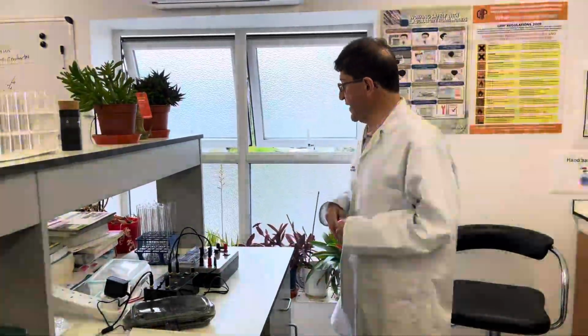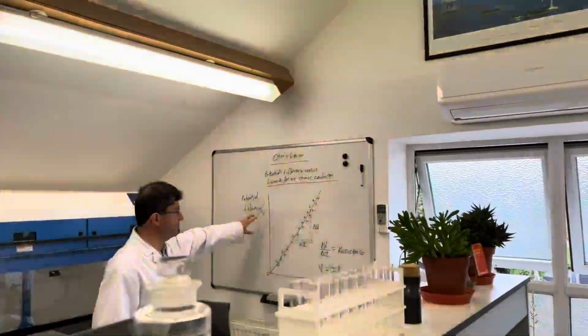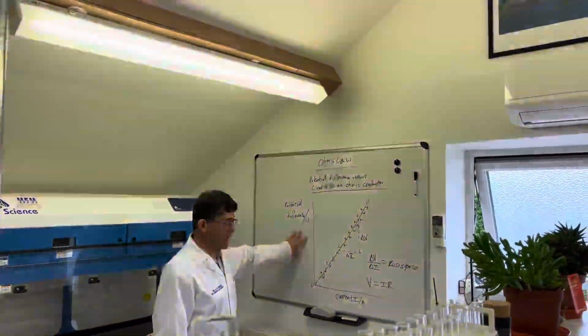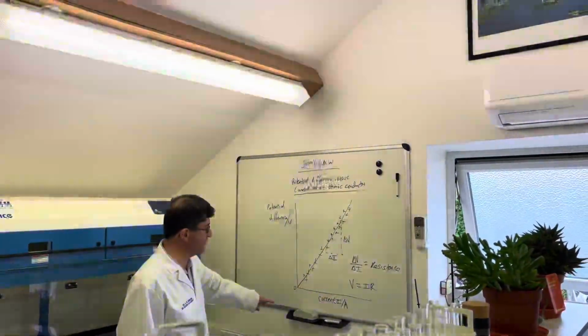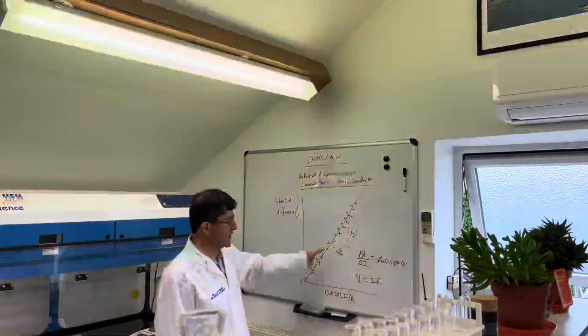In my earlier video, I described how we assemble the Ohm's law apparatus in order to verify Ohm's law, which is the fact that the potential difference of the circuit is directly proportional to the actual current going through the circuit. And I did say that if you plot the potential difference in volts against the current, you get a straight line through the origin.